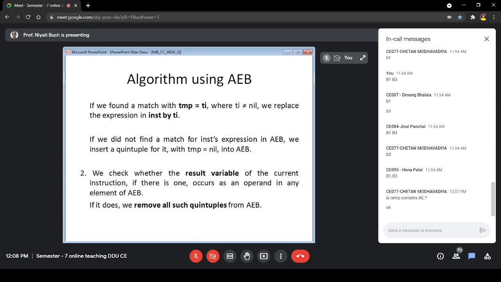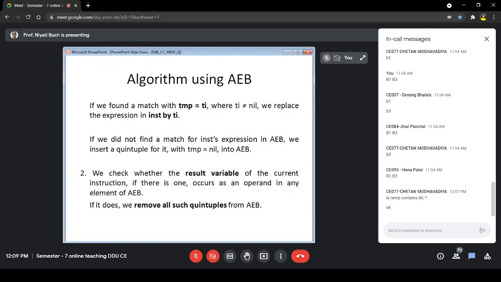It means that if the available expression contains that variable, then we have now changed the value of the variable. Then that expression cannot be called an available expression because its operand has been changed by our current instruction, because we have stored some new value into it. So we have to remove all such quintuples from our AEB. All those quintuples will be removed.